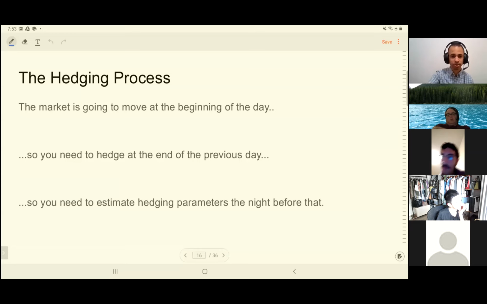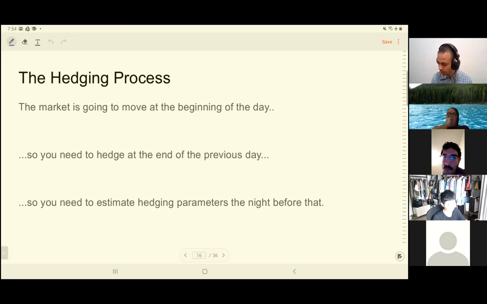And so typically the process that runs is that you'll run these Monte Carlo simulations overnight, and they'll tell you what the hedging parameters are for a wide variety of these values of S and R, these market states. And then you'll have to hedge at the end of the day tomorrow for some market that is different from the market that you see when you're actually computing these hedging parameters.